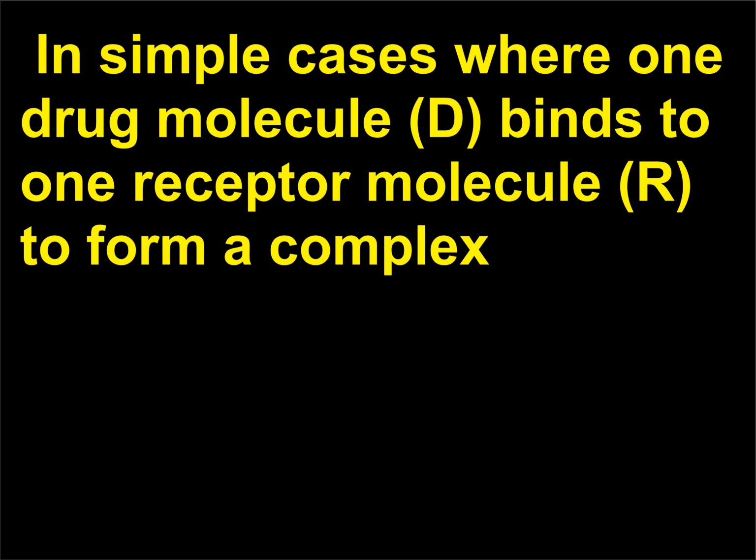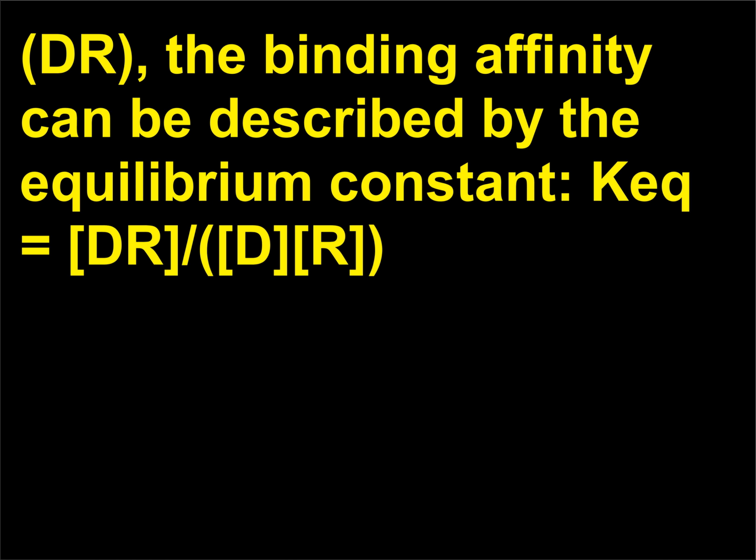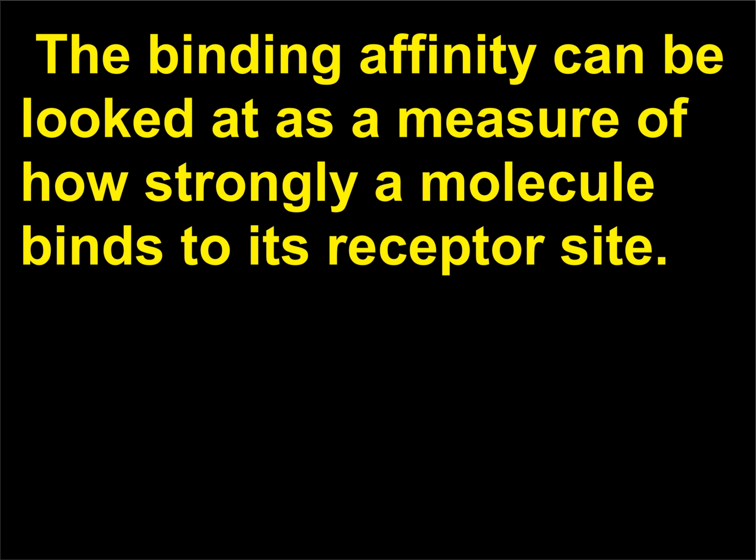In simple cases where one drug molecule, D, binds to one receptor molecule, R, to form a complex DR, the binding affinity can be described by the equilibrium constant, Keq equals [DR]/[D][R]. The binding affinity can be looked at as a measure of how strongly a molecule binds to its receptor site.